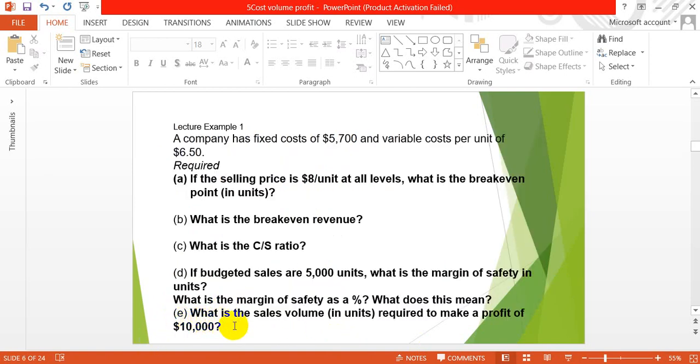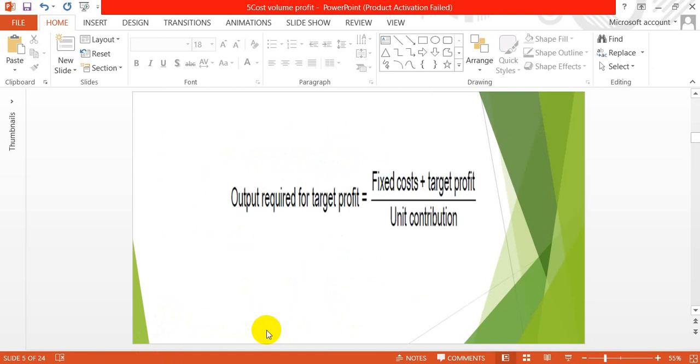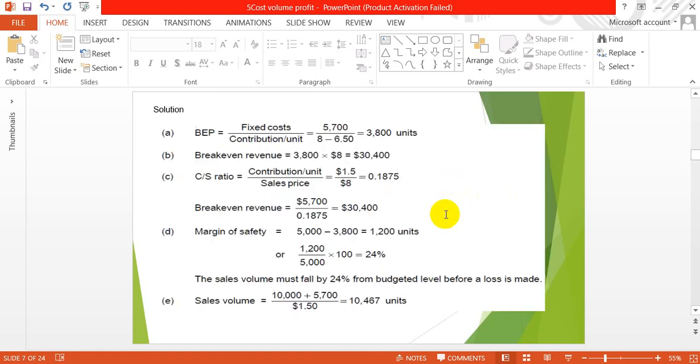Then finally, what is the sales volume in units required to make a profit of 10,000? So we use our output required for target profit formula, which is given by fixed costs. So fixed costs we know is 5,700. Our target profit that we want to make is 10,000. Our unit contribution is 1.5 to give us sales volume of 10,467 units as the sales volume required for us to make a profit of 10,000.